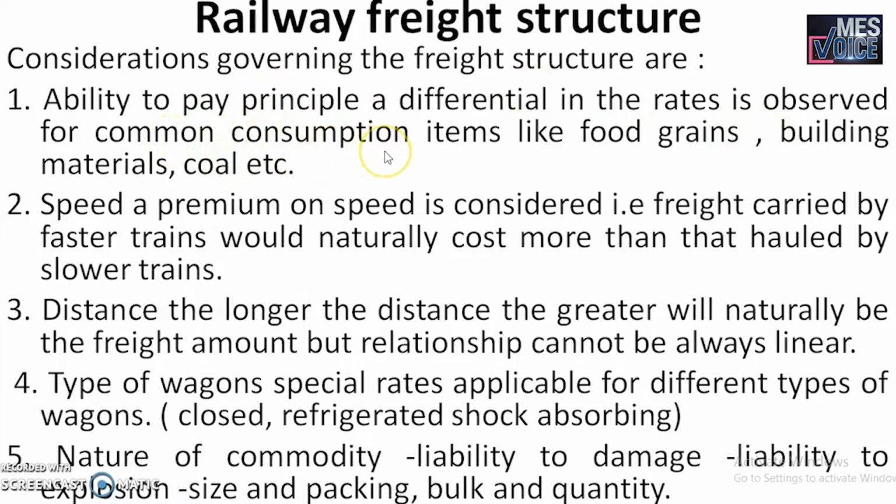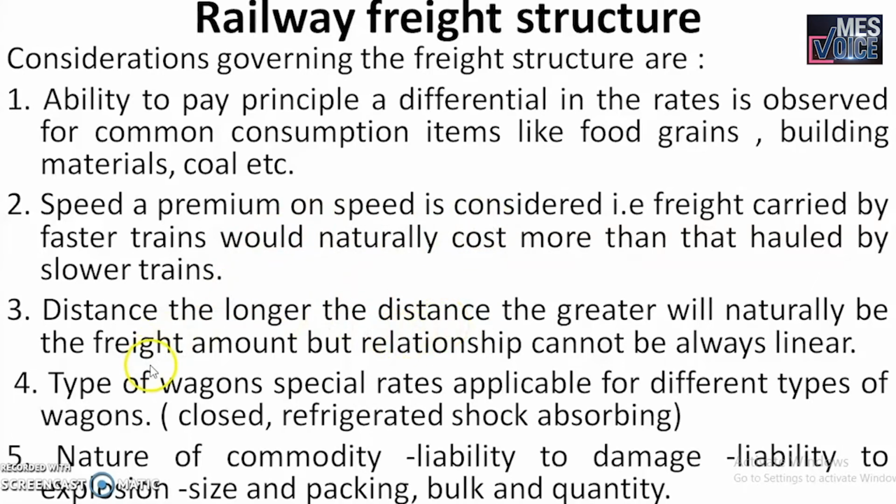So different freight rates are designated for different kinds of products, and depending on the speed, the freight rate will change. The faster the train, of course, naturally the cost will be more, and based on the distance also the freight rate will change.